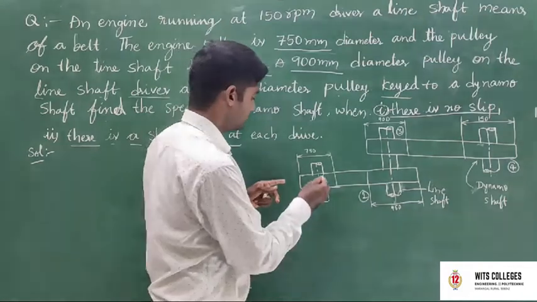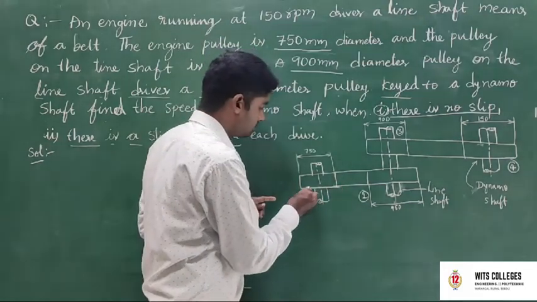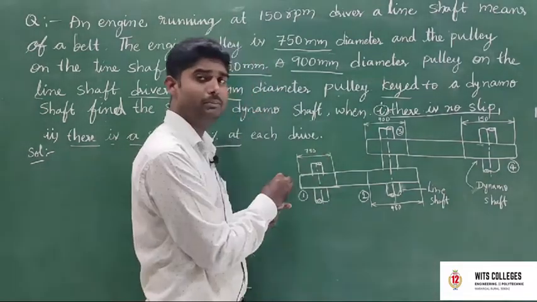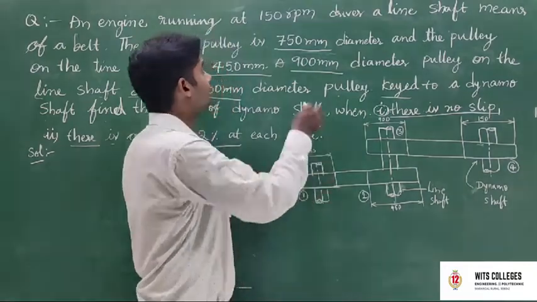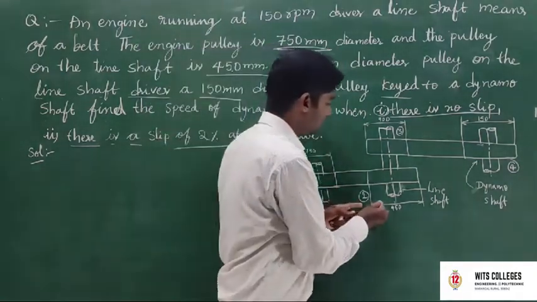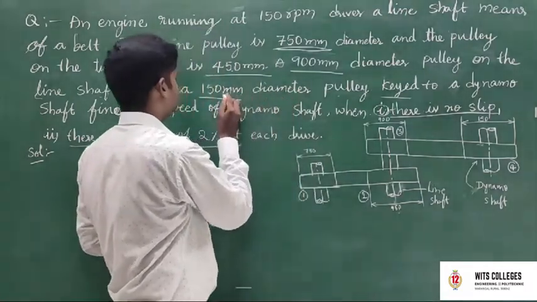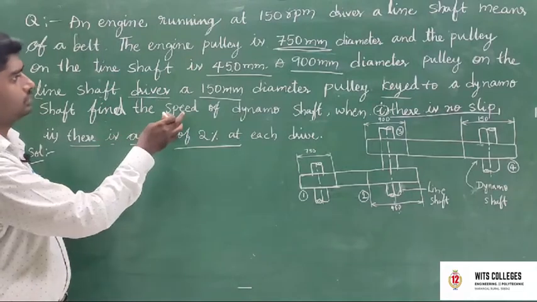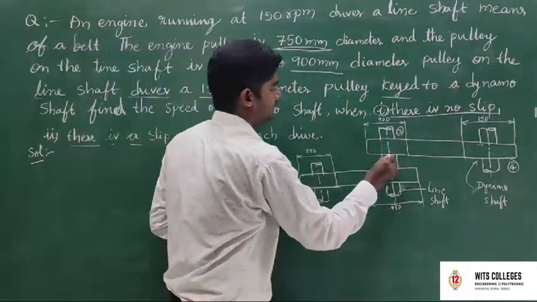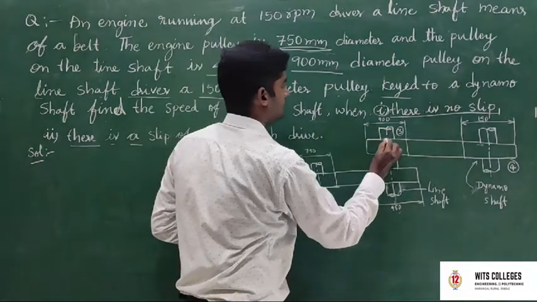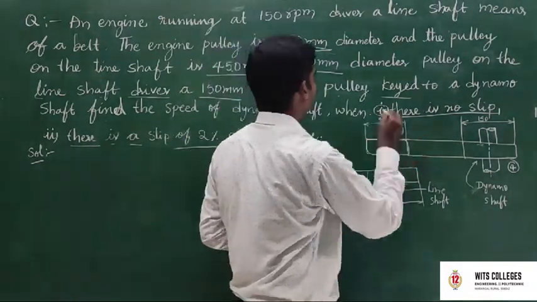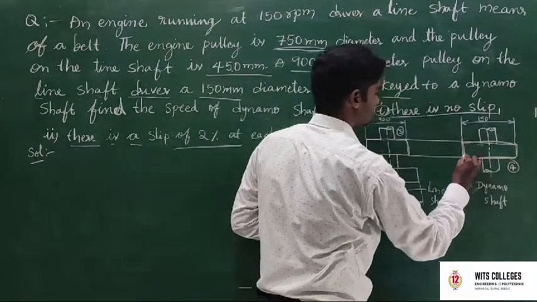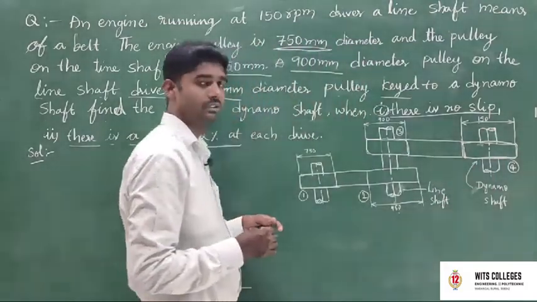In this compound belt drive, this is the first pulley, 750 mm diameter, and the second one is 450 mm diameter. This one is also 450 diameter, and the third pulley is 900 mm diameter. The last one is the driven pulley, 150 mm diameter.